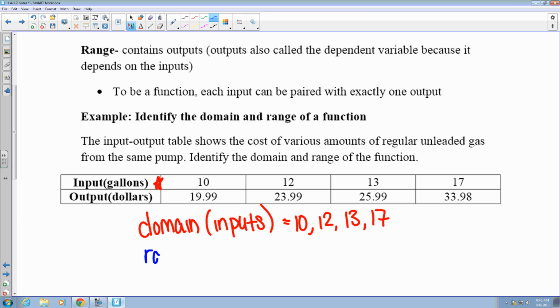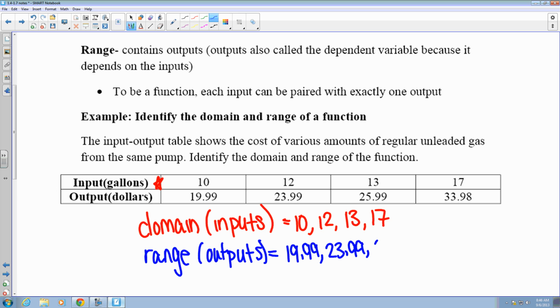The range is the outputs, which is $19.99, $23.99, $25.99, and $33.98.